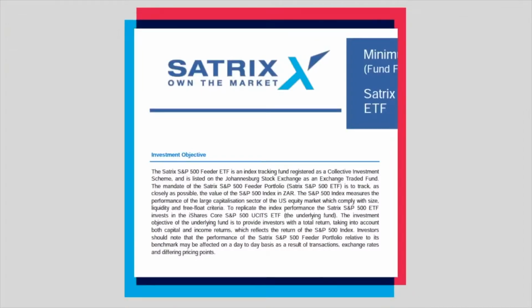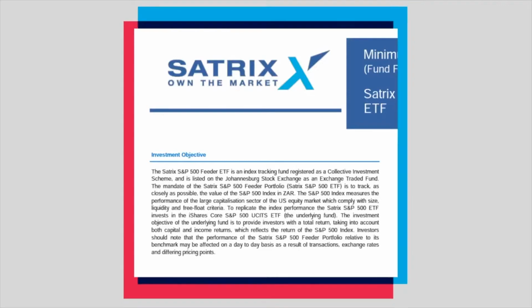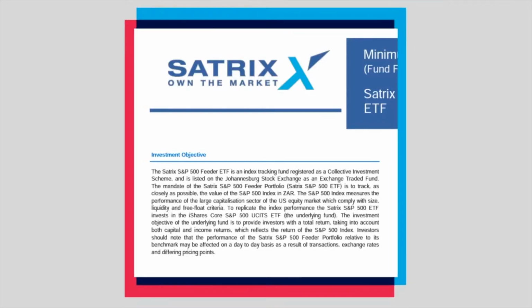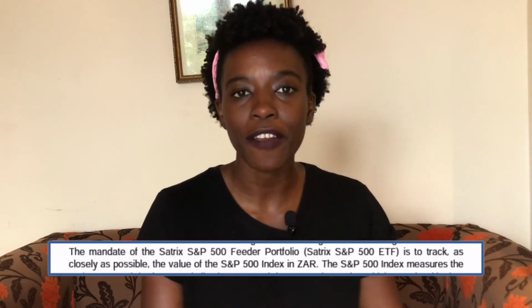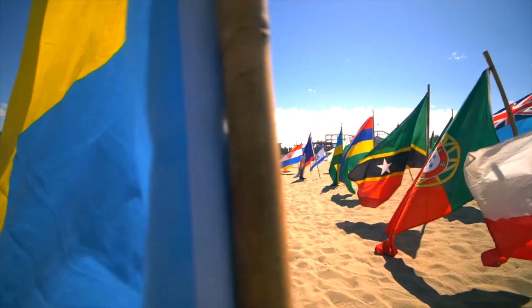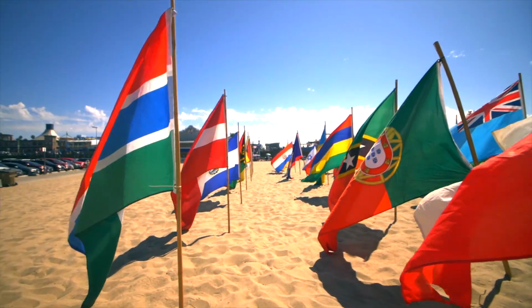You'll see the very first thing says investment objective. This is where they will give you information such as what that investment objective actually is. And as you can see with this ETF, the objective is to match the performance of the S&P 500 index. And the S&P 500 index, as you know, contains the top performing 500 companies of the United States. So what that tells you then is that that investment is invested in international equities. So it's not invested in South Africa.